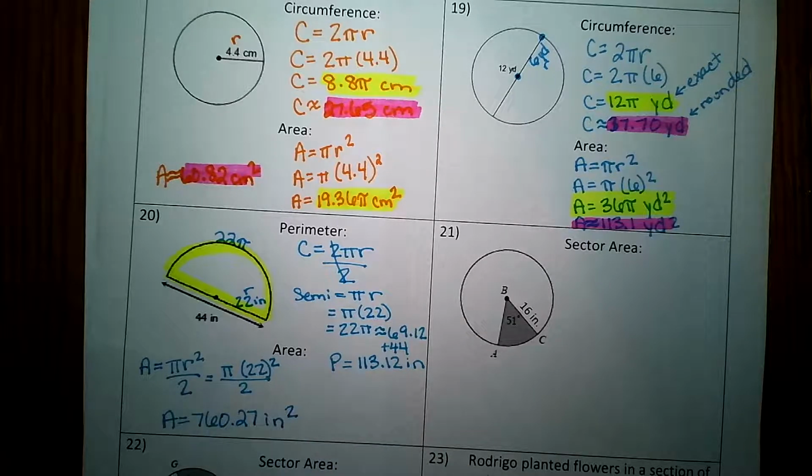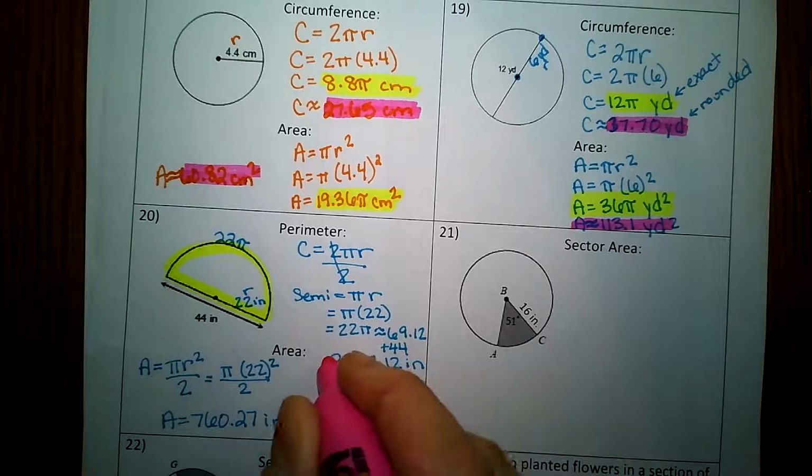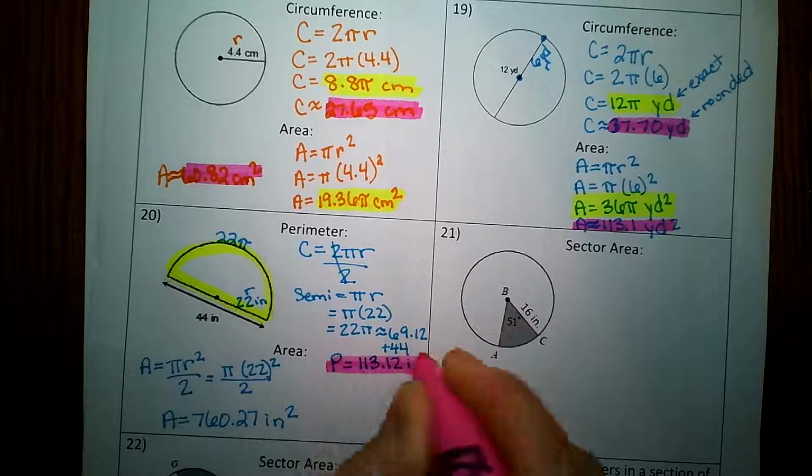Now, in this problem, it would not be worth my time to find an exact value, because we couldn't add something with a pi to something without a pi. So here I'm just going to write my final answers in a rounded format.